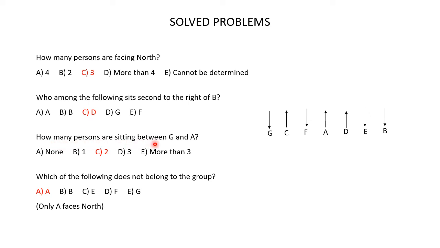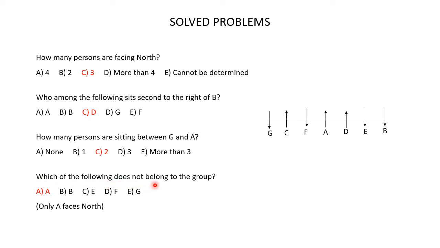How many persons are sitting between G and A? You're given 5 options and you have to find out which of these options is the correct one. So you have to find out how many persons are sitting between G and A. G and A. There are 2 persons sitting between G and A. So the correct answer is option C, 2.